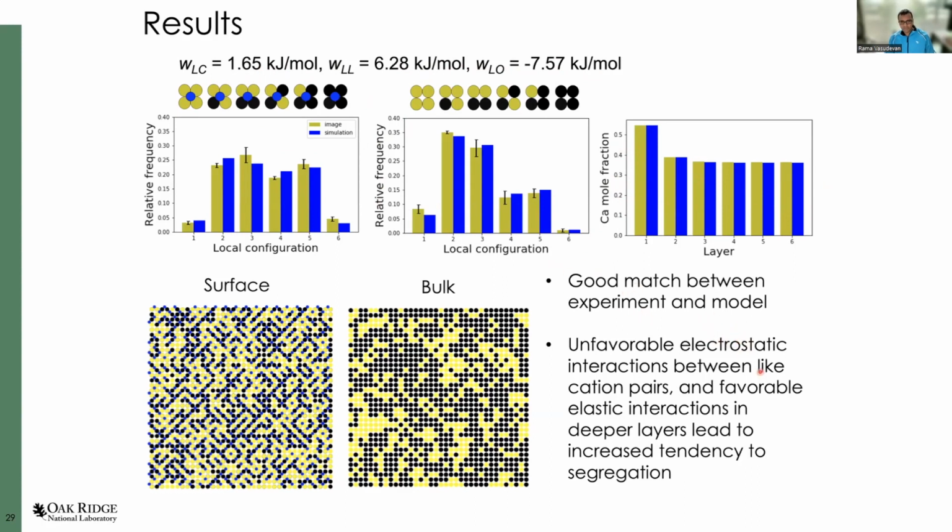And what we found from here is that this segregation is driven by unfavorable electrostatic interactions between like cation pairs, as well as favorable elastic interactions as the calcium likes to migrate towards the surface. And so this actually results in this tendency towards segregation.